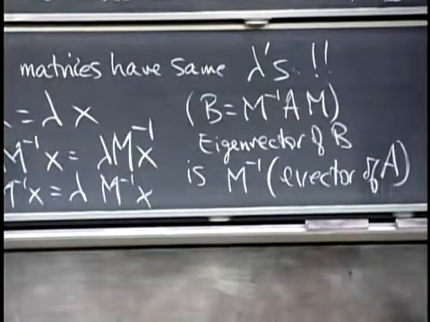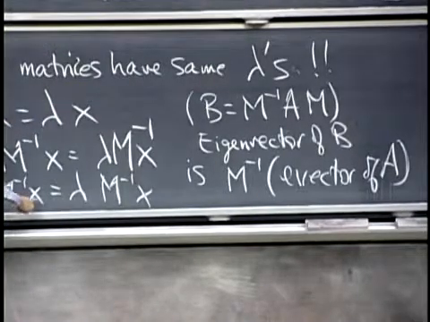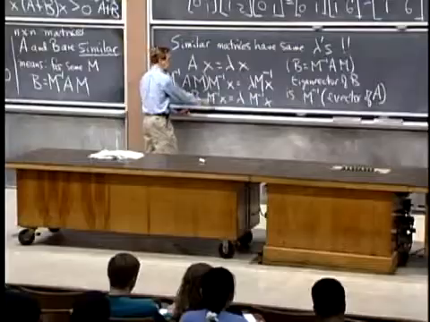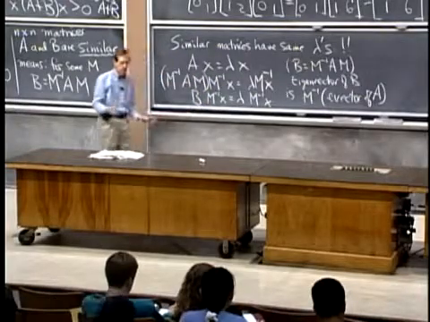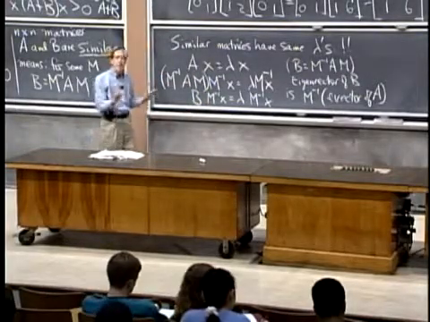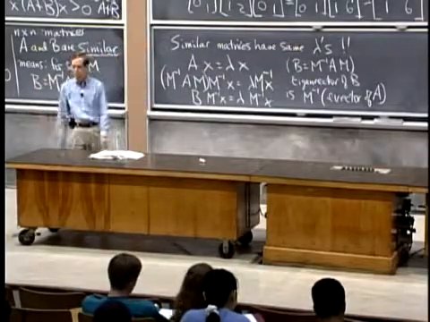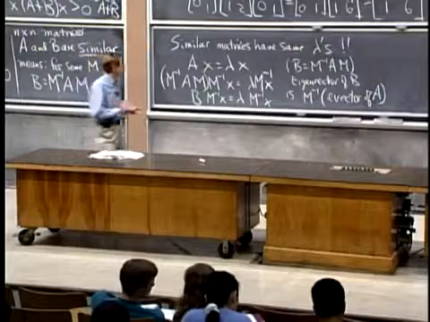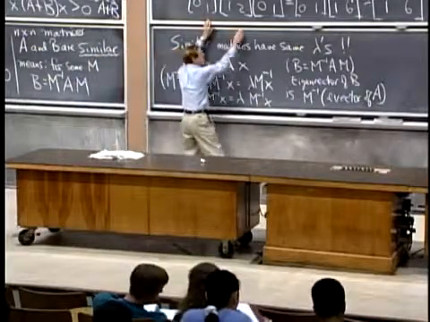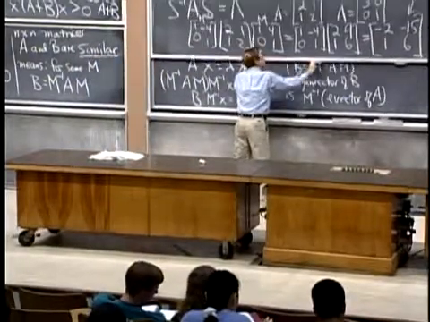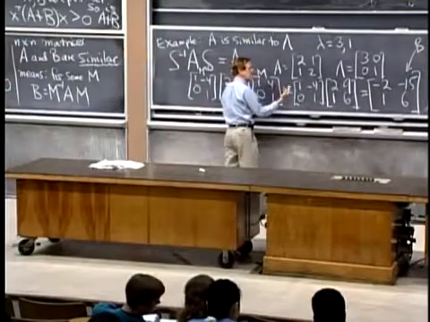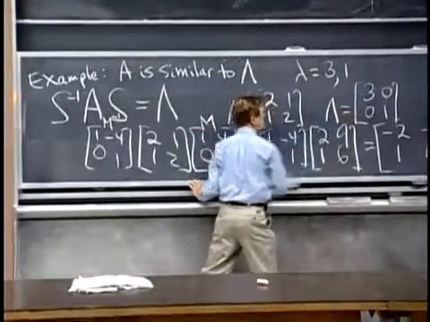Okay. That's all that this says here. The eigenvector of A was x, and so the eigenvector of B is M inverse x. Similar matrices, then, have the same eigenvalues, and their eigenvectors are just moved around. Of course, that's what happened way back in the most important similar matrices, which are to diagonalize.